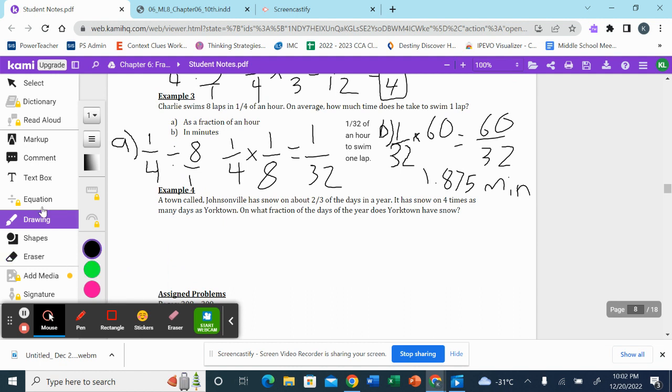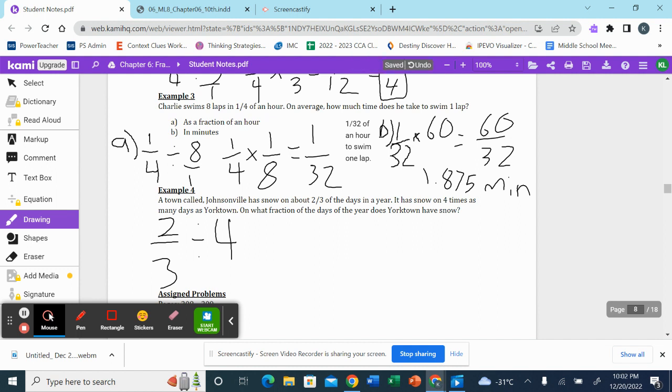And our last problem today, example 4. A town called Johnsville has snow on about 2/3 of the days in a year. It has snow on 4 times as many days as Yorktown. On what fraction of the days of the year does Yorktown have snow? Well, if Johnsville has 2/3 of the days of the year filled with snow, and Yorktown has 4 times fewer, I'm going to divide 2/3 by 4 to solve.